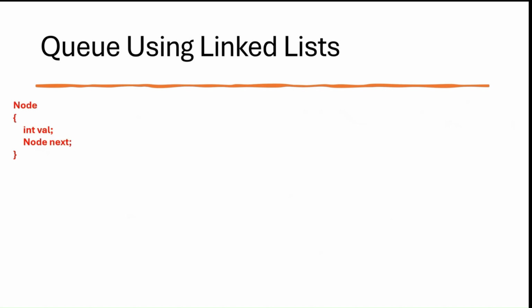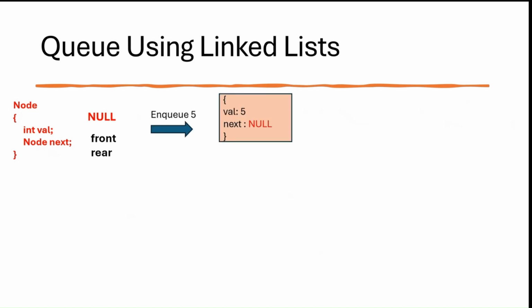So the linked list node is represented with this object. Int value is the value stored in that node, and node next is basically the reference to the next node, right? Let's understand it. So initially the front and rear will point to the null pointer. There are no elements. So when we say NQ 5, a new object will get created with value 5, and the next value will be null, right? There are no more nodes. So front and rear will point to this reference of the node 5 object, right?